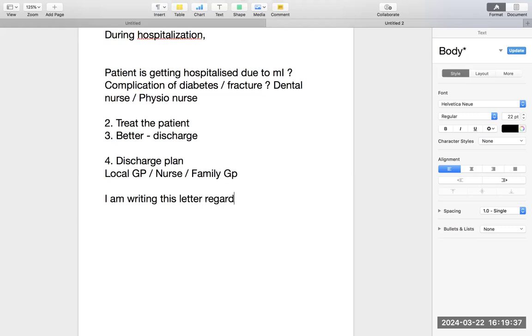I'm writing this letter regarding Mr. X, M capital, who was admitted to our hospital due to a problem, whatever the problem that we have discussed: myocardial infarction, complication of diabetes, multiple sclerosis, whatever the problem is. What will happen after that? Second step, treatment. So you will say that after treatment, his condition is better. Obviously, that is the second step.